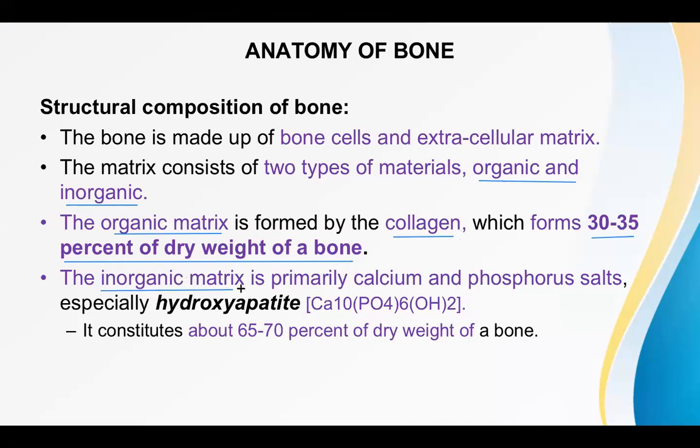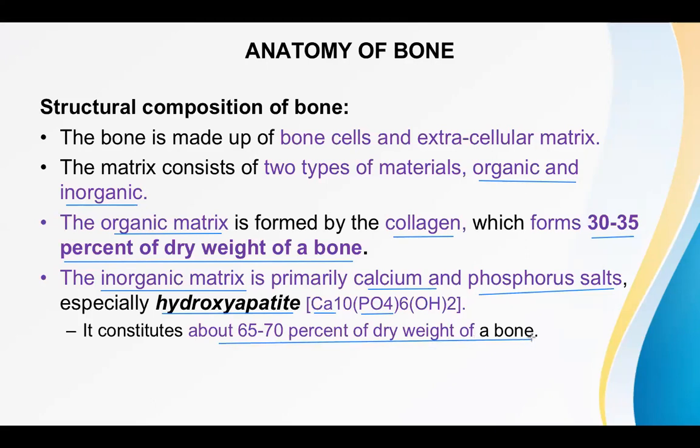Now, the inorganic component or inorganic matrix is primarily formed by calcium and phosphorus salt, and they form hydroxyapatite crystals. And this is the chemical formula of that hydroxyapatite crystal. You don't need to know this much, but look at the components of this. We have calcium there and we have phosphate there. This is hydroxide. So calcium and phosphate along with hydroxide, in a different proportion, will make hydroxyapatite crystal. This hydroxyapatite crystal constitutes about 65 to 70% of dry weight of a bone.